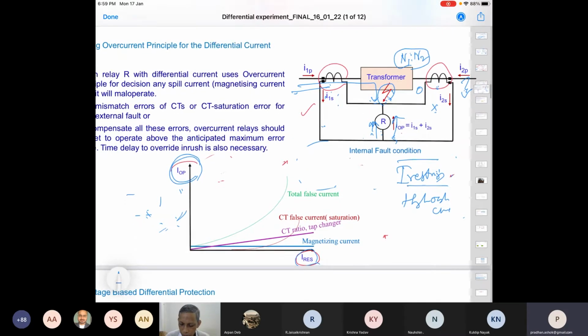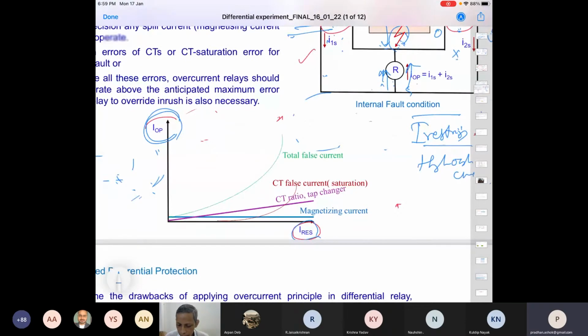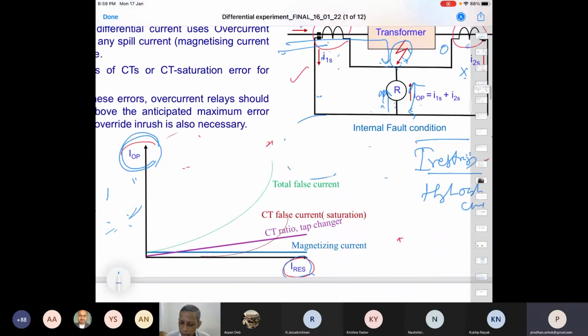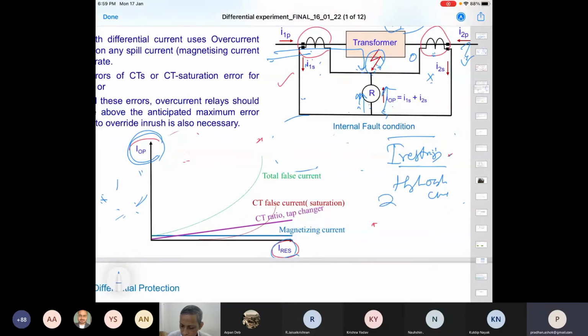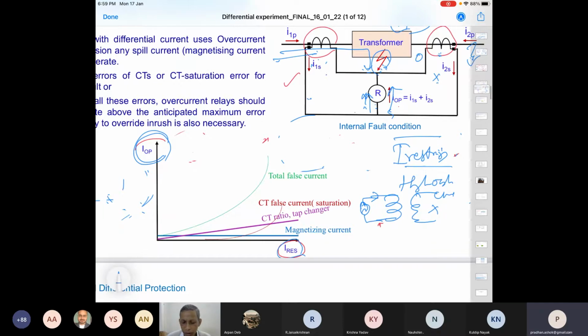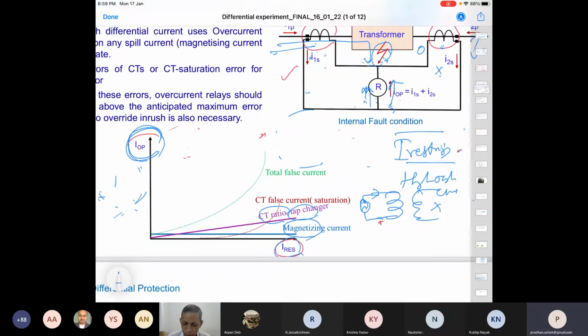Now what are the situations we see here? Two or three things which I talked about: if you apply the corresponding transformer here, any transformer here, with no load, you energize, the magnetizing current will flow, 2%, 3%, whatever it may be. So this is about the magnetizing current for an inrush. Whatever the operating current, whatever the restraining current, this is on this plane for an inrush current. Now see here, we have CT ratio and tap changer, the N1, N1, N2, N2 mismatch.